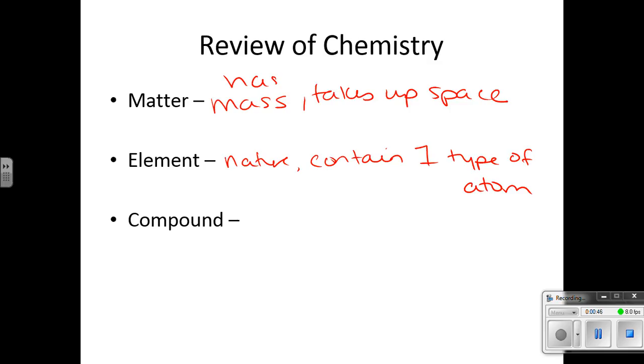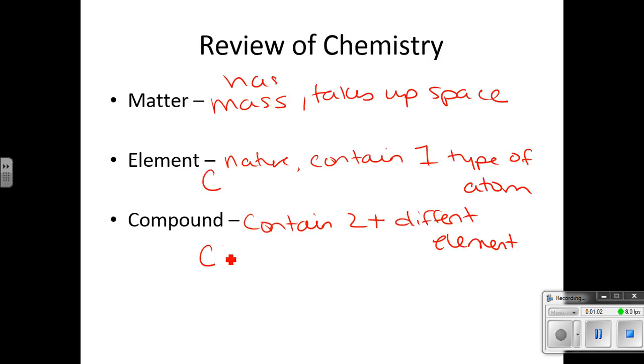A compound contains two or more different elements. For example, a compound would be glucose, which is carbon, hydrogen, and oxygen. An element would be oxygen. It would even be O2, that would be an element. A compound would be carbon dioxide, which has carbon and oxygen combined.